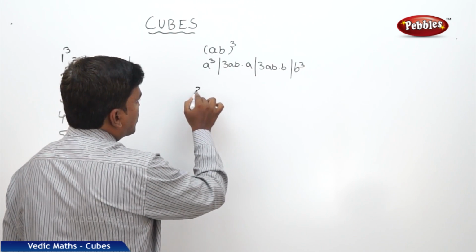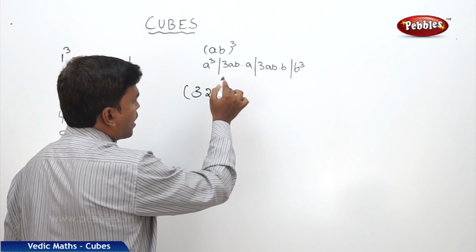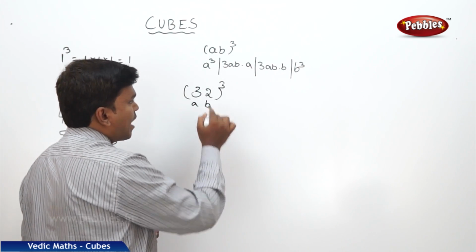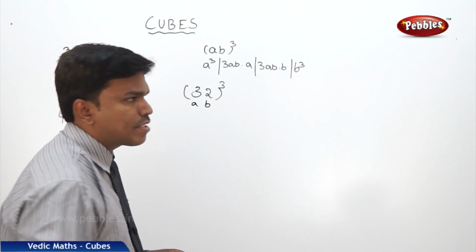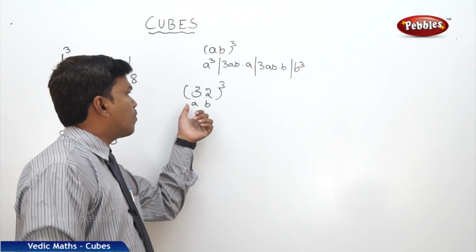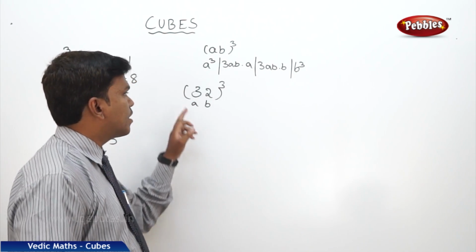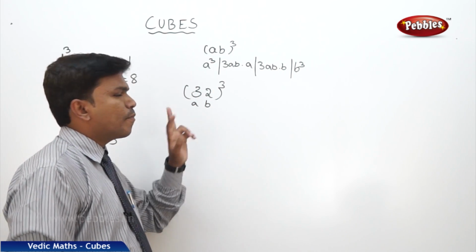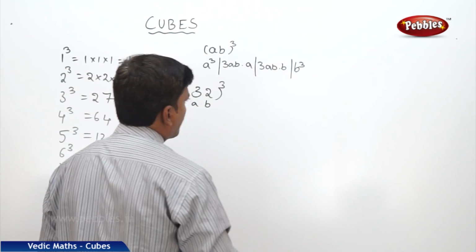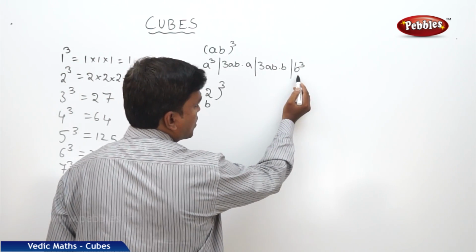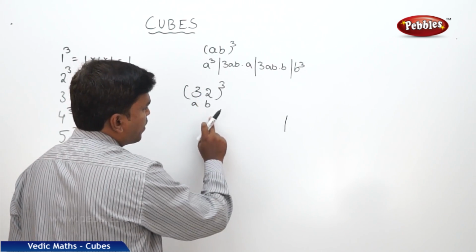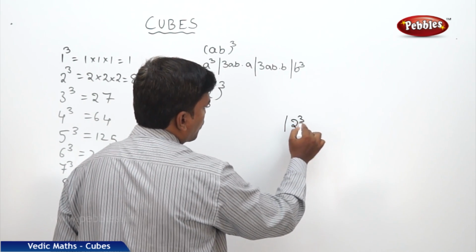Now let us take an example. I need 32 cube. Let us take 3 as A and 2 as B. Start calculation from the right side. First step, B cube. What is the number in the place of B? 2. So B cube means 2 cube.